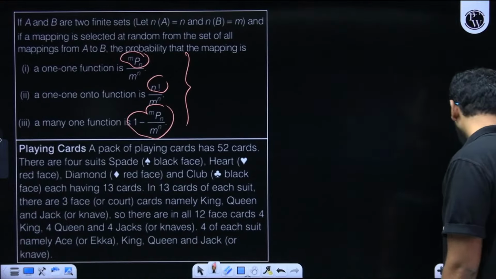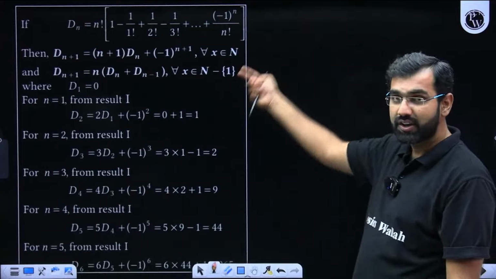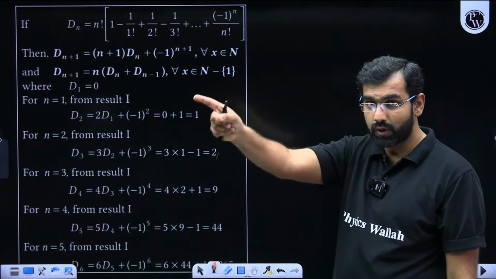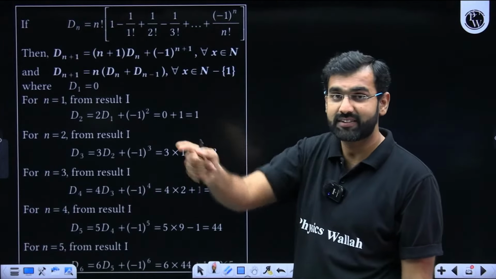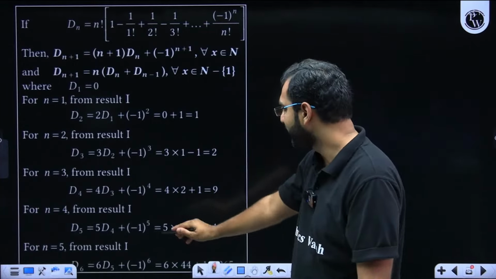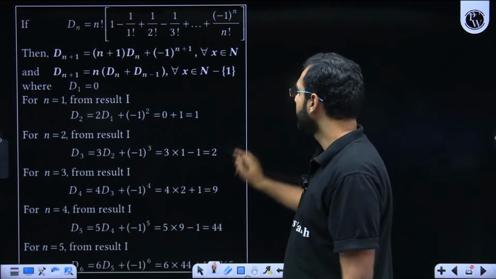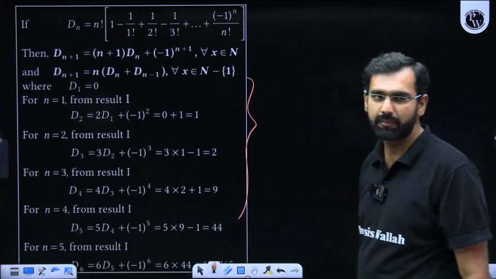Now moving ahead, there I have given you the detail of how a cards is played. This is D arrangement. When we discussed 5 students, 5 roll numbers, they are made to sit like this, that no student sits at its right place, which means D5 it was. So these values you should keep, D1, D2, D3, D4, D5. These values you must learn by heart. Please remember that. Don't forget that.